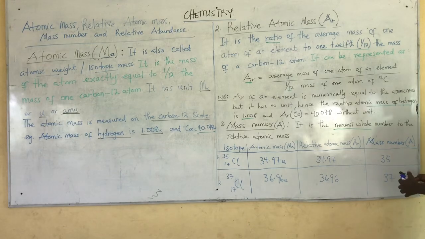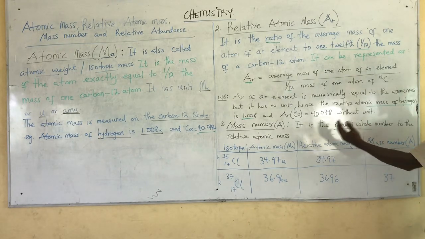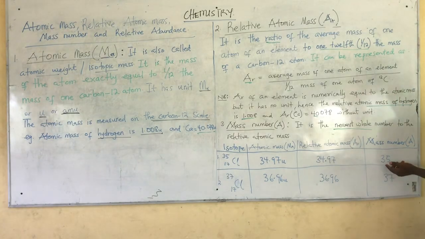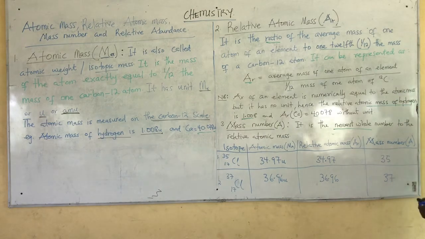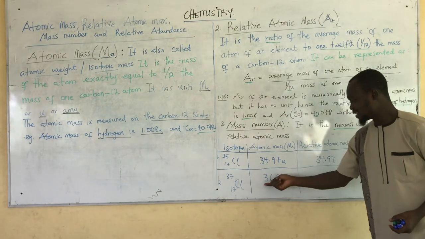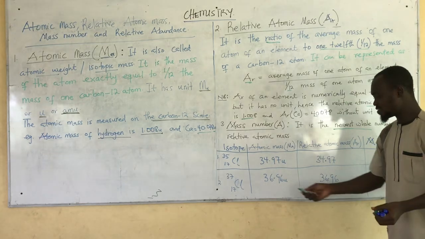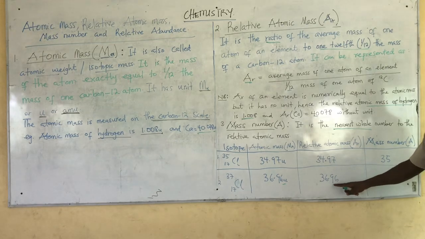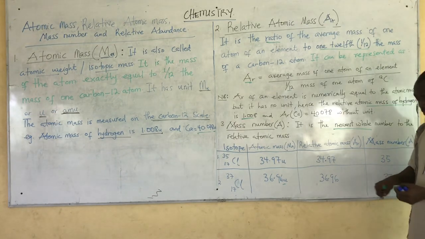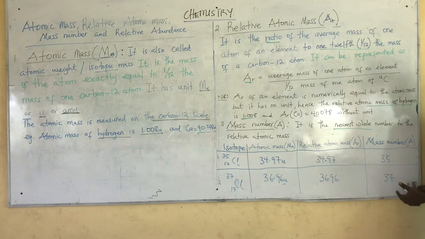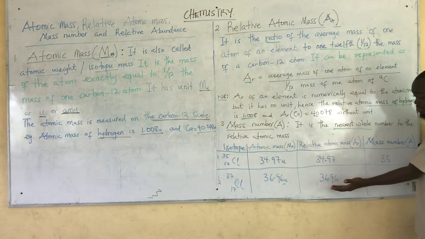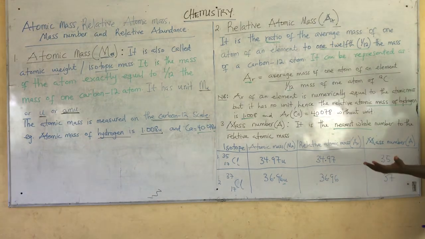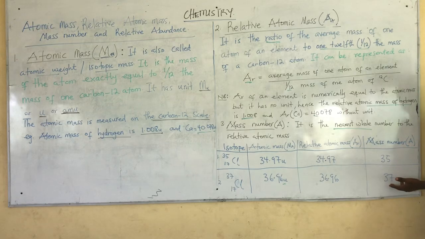And then the mass number, as we said, is the nearest whole number of the relative atomic mass. The nearest whole number of 34.97 is 35, so the mass number here is 35. Is that okay? Now, the atomic mass for chlorine-37 is 36.96 u. That is the unit over there. The relative atomic mass is the same value, 36.96 without any unit. Is that okay? Now what becomes the mass number? It is the nearest whole number of the relative atomic mass. The nearest whole number of 36.96 is 37, so the mass number here is 37.